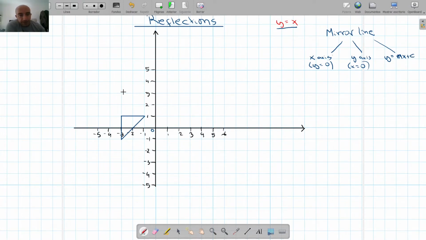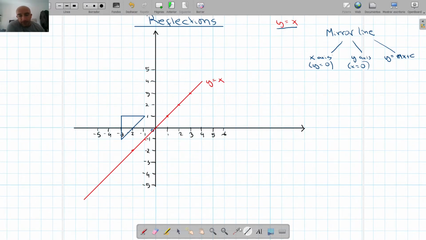The first thing we need to do is draw that mirror line. Y equals x is the straight line where both y and x take the same value. So it's this straight line, and let's draw it. Okay, that was not very well done. Okay, that's it. That's our mirror line, the one they have given us in the exercise, and we want to reflect this image through that mirror line.